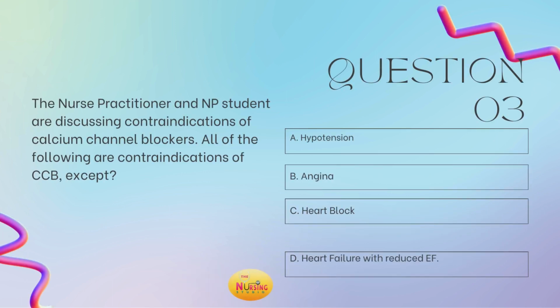All right, and question number three. The nurse practitioner and NP student are discussing contraindications of calcium channel blockers. All of the following are contraindications of calcium channel blockers, except: is it A, hypotension, B, angina, C, heart block, or D, heart failure with a reduced ejection fraction? Take a moment and tell me what you got in the comments, you guys.